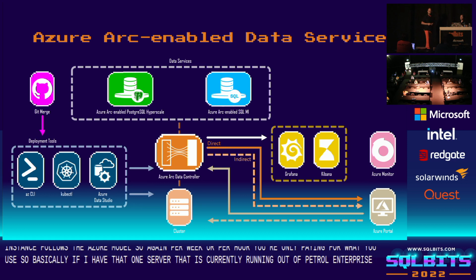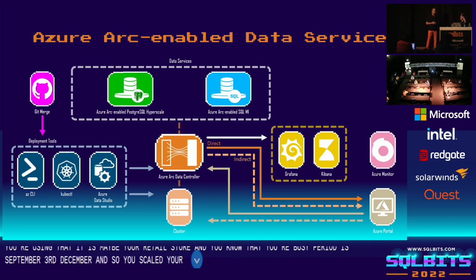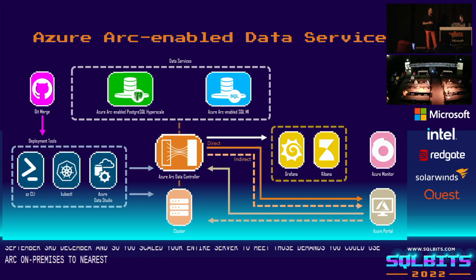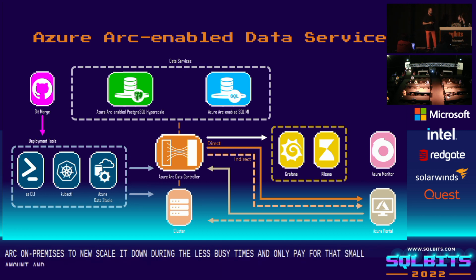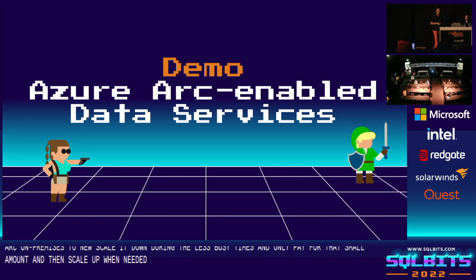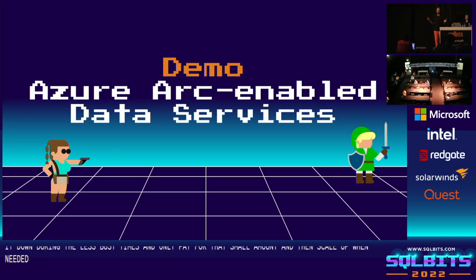Absolutely could. Or if you're a retail store and you know that your busy period is September through December, and so you've scaled your entire server to meet those demands, you could use Arc on premises to scale it down during the less busy times and only pay for that smaller amount, and then scale up when needed. Cool. All right. That's it for the slides.